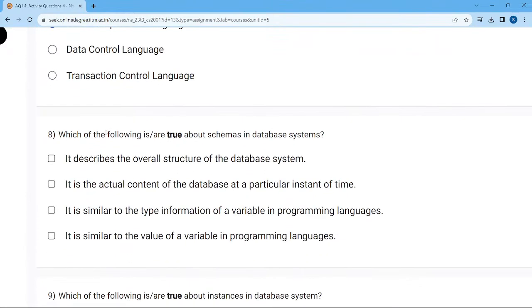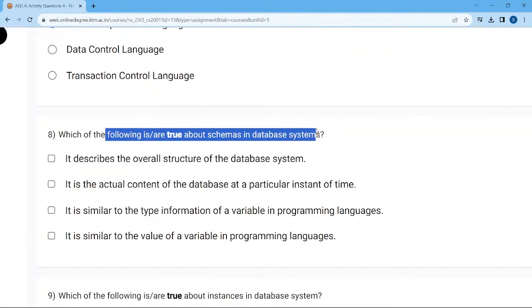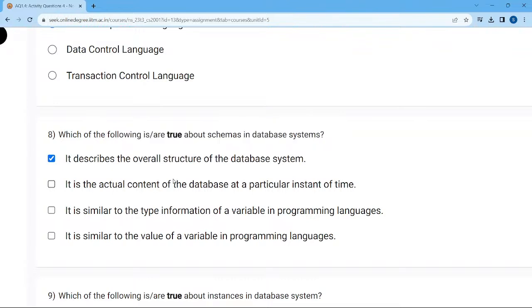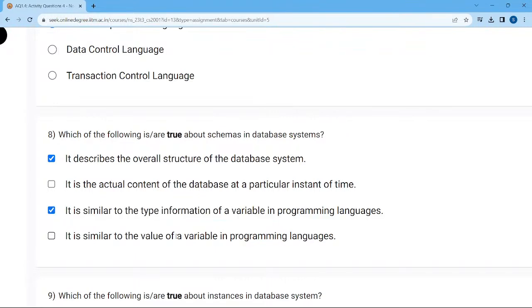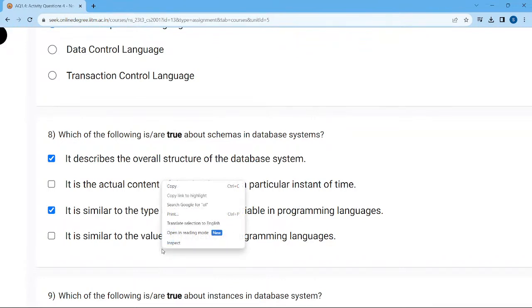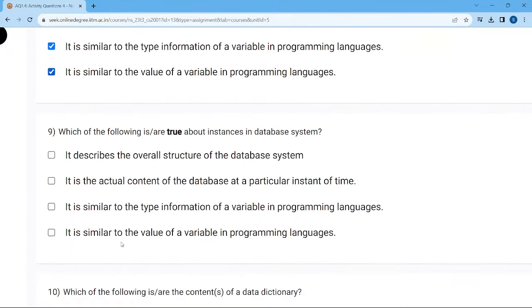Which of the following is true about schemas in database systems? It describes the overall structure of the database system. Okay, it is actual content. Nope. It is similar to the type of information of a variable, I guess. It is similar to the value of a variable. No. Let's move forward.